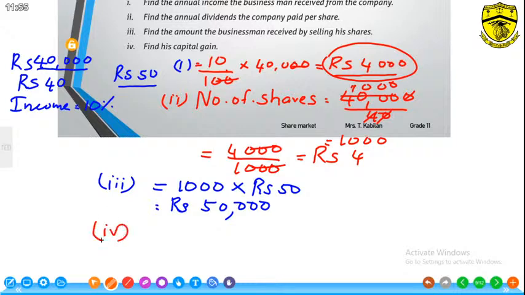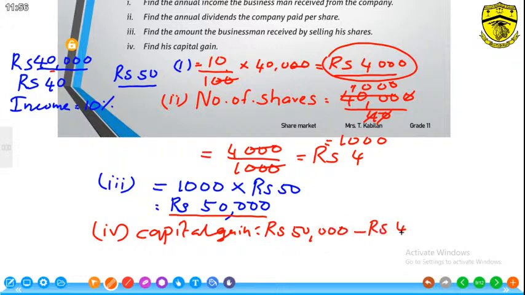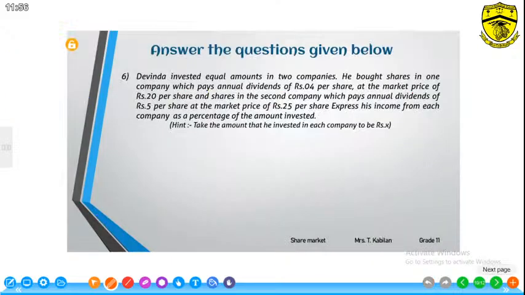Find his capital gain. From this part 3 we found the selling amount, and the question gives the invested amount, that is 40,000. First of all, find the difference between the two amounts, so you will obtain the capital gain, right? So the capital gain: subtracting 40,000 from 50,000, 50,000 minus 40,000 is 10,000, which is the capital gain of the investor. Okay, careful. Now go through the sixth one.